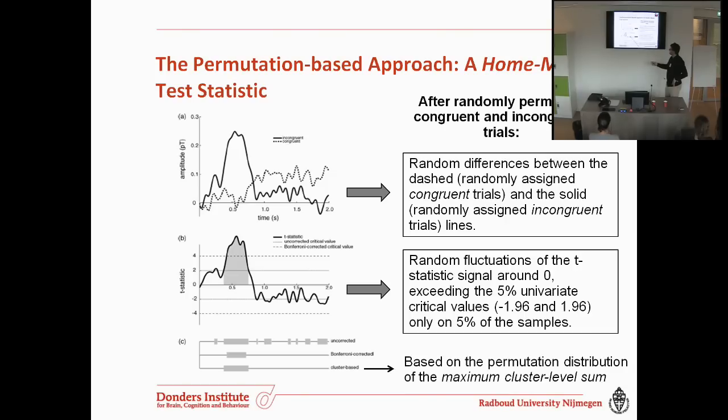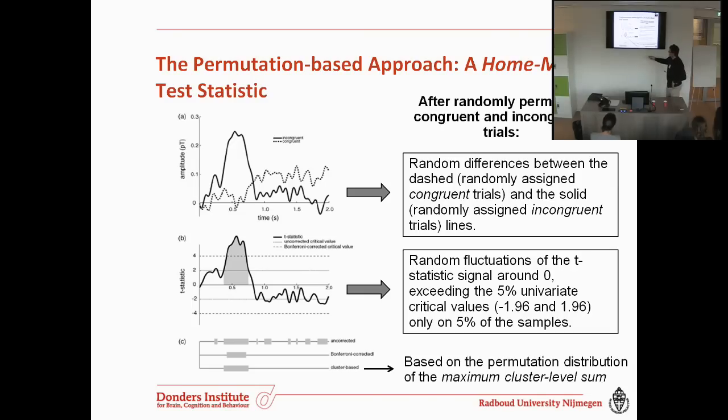And because they have more or less the same trajectory, the corresponding t-statistics would be centered at 0, and approximately 5% of the samples would exceed plus 1.96 or minus 1.96. So after random permutation, you would see this t-statistic time course wiggle a bit like this.